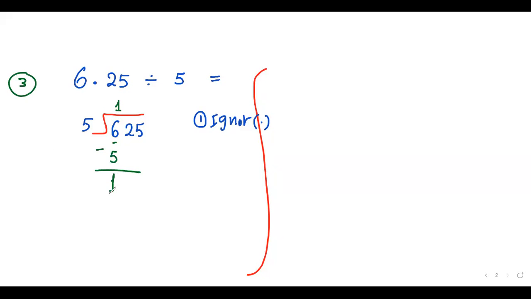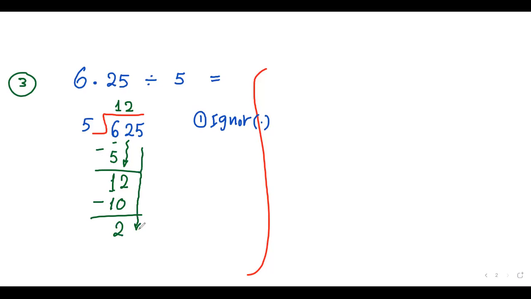Then we bring down the 2, so you have 12 divided by 5. What brings us to 12? We're going to multiply. 5 multiply 2 equals 10. This is the closest; we cannot add more. So 2 multiply 5 equals 10. 10 is the closest to 12. And the remainder is 2. Good job.